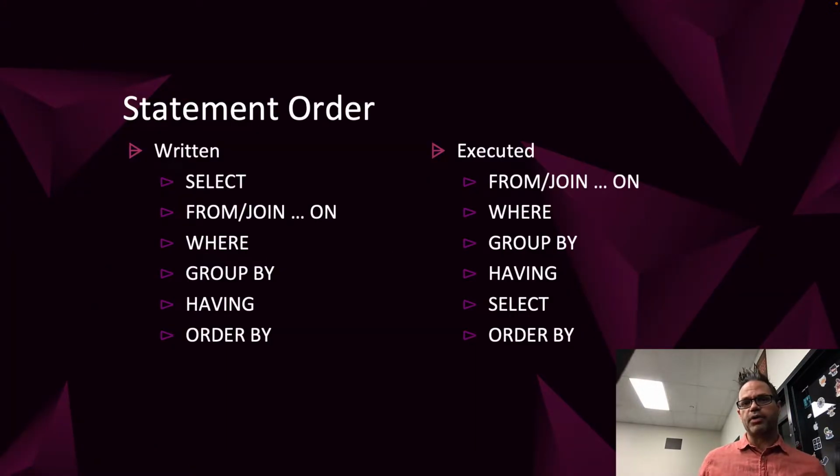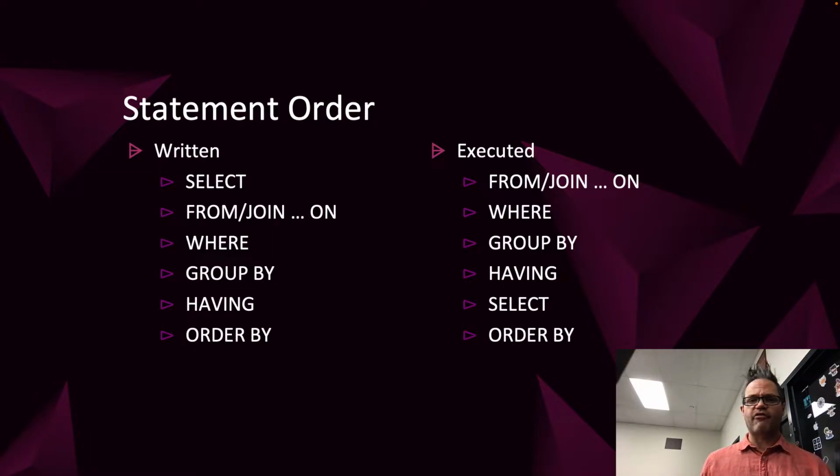Just a quick reminder before we go into detail, we want to review the statement order when we're talking about our database queries. When you write this query out, it starts off with select, then your from or join on clauses, your where, your group by, your having, and order by. Of course, all of those except for the select and from are optional, but that's the structure of how we order them.